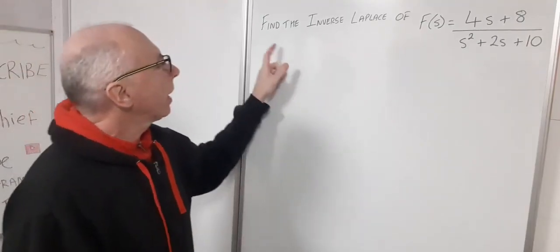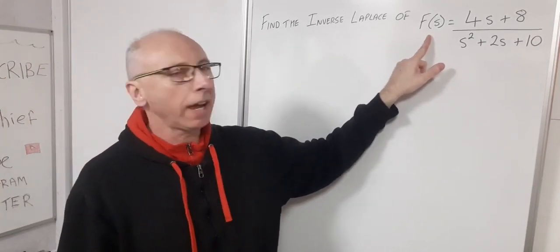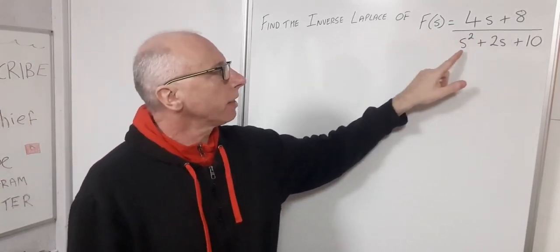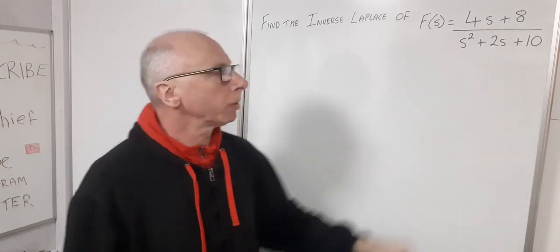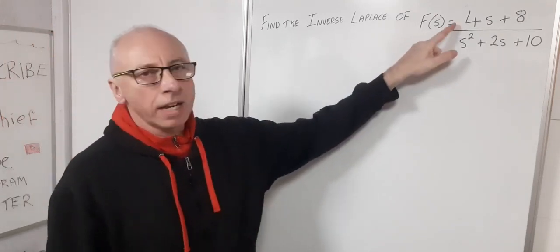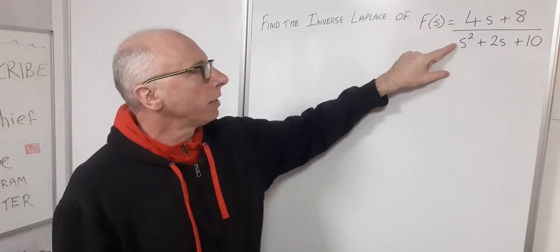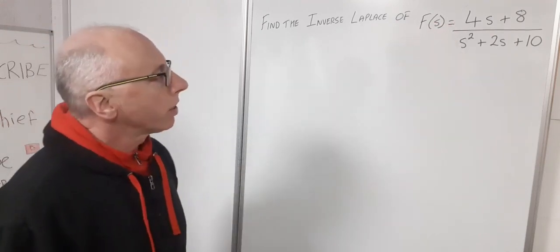So this question asks us to find the inverse Laplace transform of this function, F of s, 4s plus 8 divided by s squared plus 2s plus 10. Now, the limit of this function as s approaches infinity is 0, because we've got a higher-degree polynomial in the denominator than the numerator. So that's good to see.